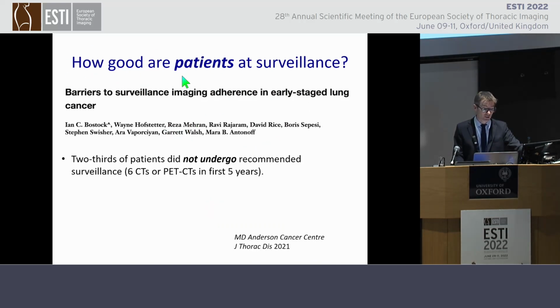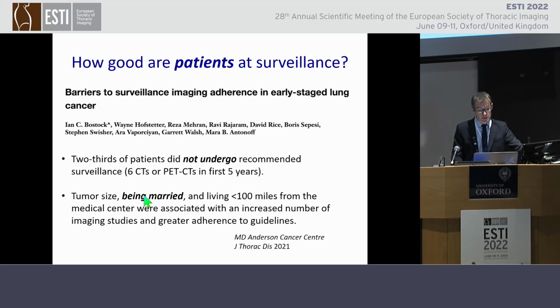How good are patients at surveillance? And I think that's a really important question. A very good paper published last year from MD Anderson looked at their cohort of patients who'd had lung cancer surgery and how good they were at follow-up. 2/3 of the patients did not undergo the recommended surveillance regime. So patients are really not very good at following up.